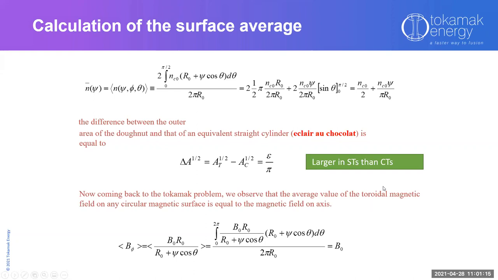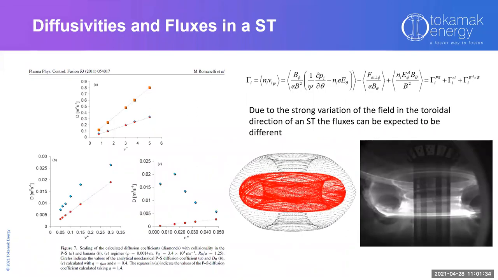So with this, I wanted to show you that if you do simple averages in spherical tokamaks, you get larger values just because the area on the low field side is larger than the high field side. And this is particularly important when you calculate things like fluxes. This is an example of particle flux. Fluxes are flux surface averages of quantities such as the product of density times velocity for the particle flux. And this gives you the various terms here.